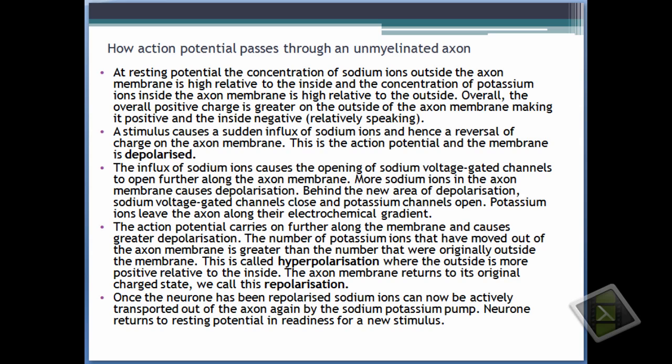So after the influx of the sodium ions, sodium voltage gated channels open further along the axon membrane. As the sodium ions are moving into the axon, they are depolarizing the axon, whilst those regions behind the new region of depolarization are closing the sodium channels and they are opening potassium channels. So this allows potassium to move out of the axon membrane and the concentration of potassium ions increases on the outside of the membrane relative to the inside of the membrane.